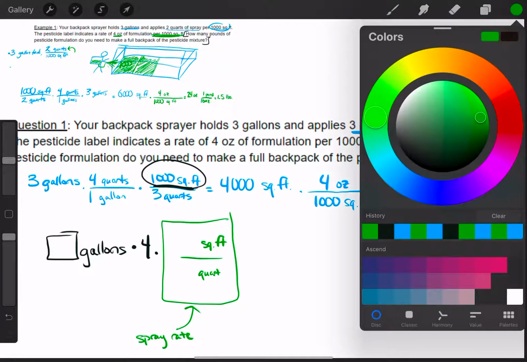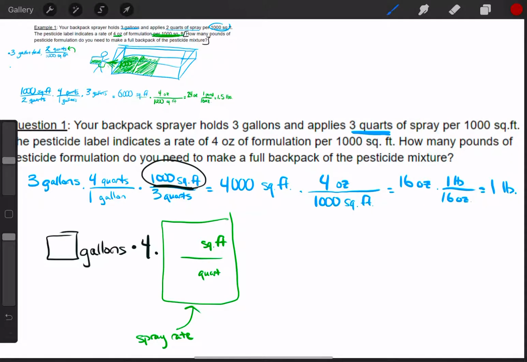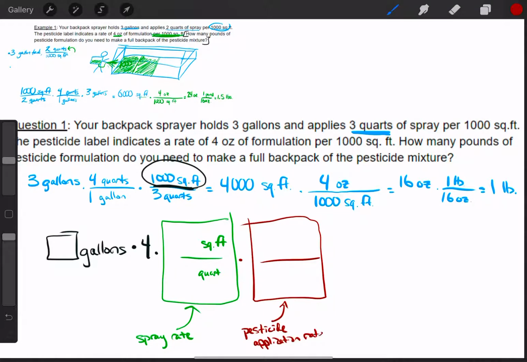And then we're going to multiply that by our pesticide rate, which is in ounces per square feet. Ultimately, that gives us some answer in ounces, and we can divide that by 16 to get some answer in pounds.